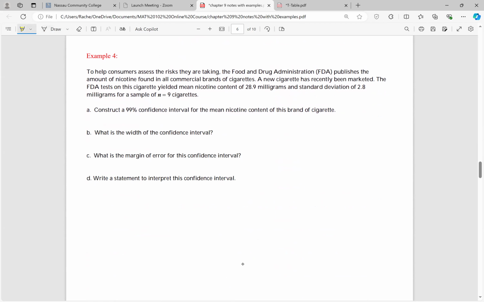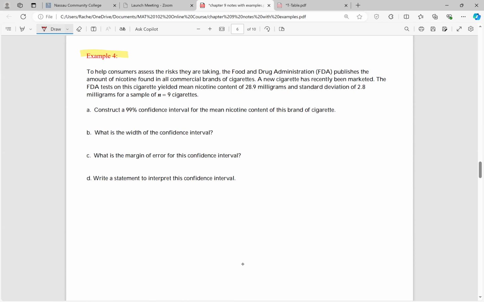And we'll address that in example 4. So let's look at example 4. It says, to help consumers assess the risk they're taking, the Food and Drug Administration, the FDA, publishes the amount of nicotine found in all commercial brands of cigarettes. A new cigarette has recently been marketed. The FDA test on this cigarette yielded mean nicotine content of 28.9 milligrams and a standard deviation of 2.8 milligrams for a sample of 9 cigarettes. Part A says construct a 99% confidence interval for the mean nicotine content of this brand of cigarette.